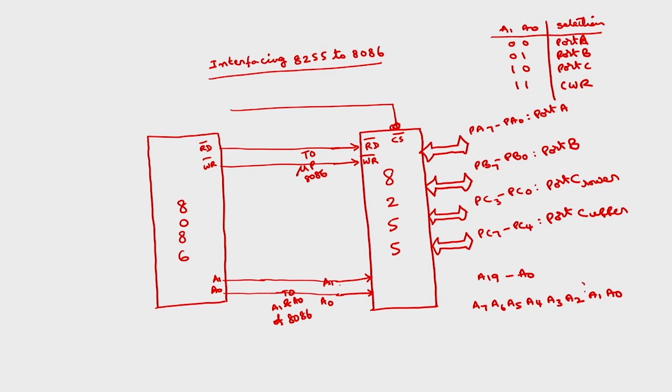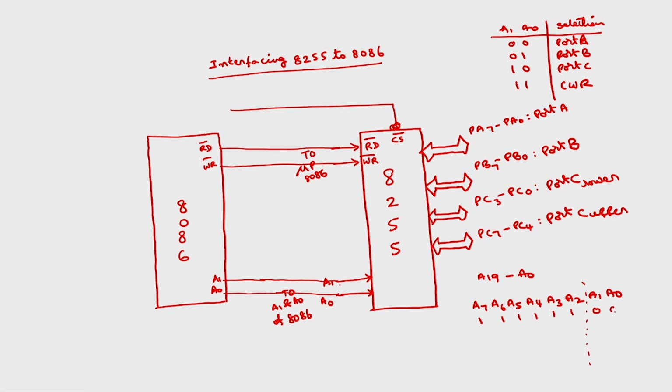Here A1, A0 I am going to connect to here. Suppose I make the remaining A2 to A7 all ones. It is up to you, you can connect to either zeros or ones. Here I am assuming that they are connected to 1. Then what is the address of port A?